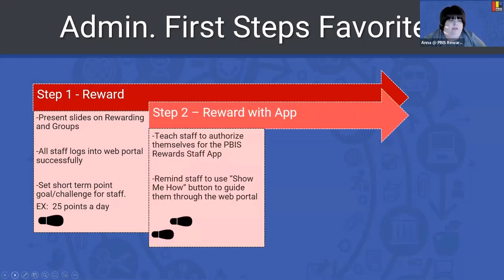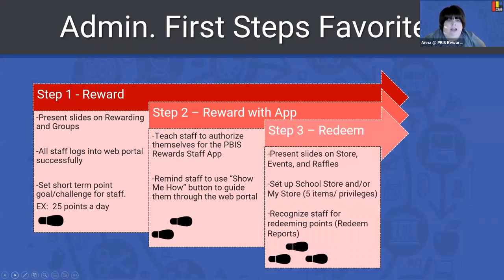Then our next step is going to be rewarding with the app. So helping your teachers remember they can authorize themselves and download the app and give themselves that access. And then that they also can use that show me how button. We're going to show you that again in just a second. If you haven't seen that before, this is how your staff can help themselves. If they have any questions in the system, they don't have to come to you to be the one source of information. They can get that right there in our system.